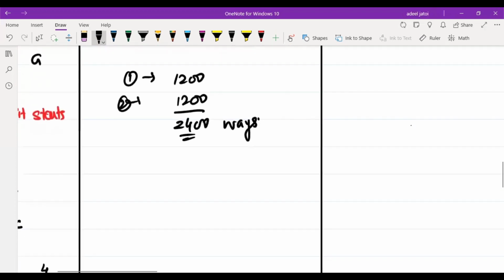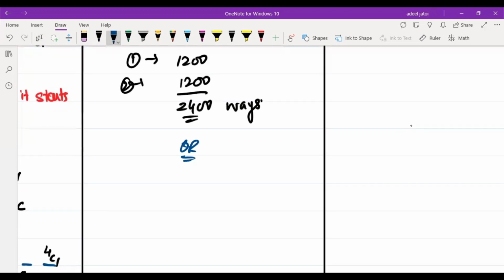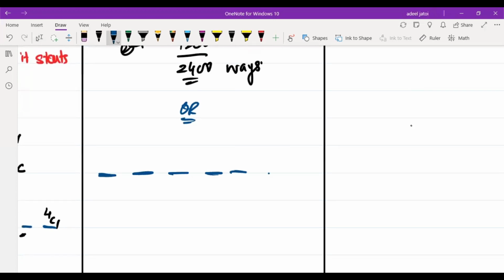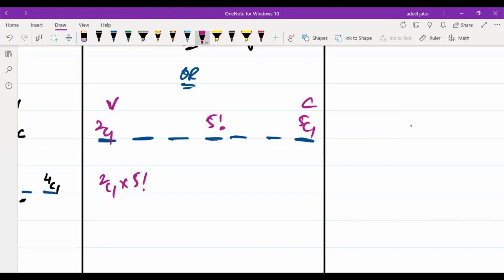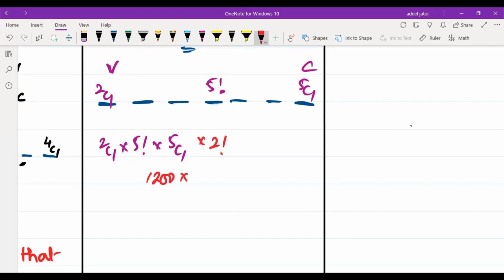But similarly, you can also use the method where 1, 2, 3, 4, 5, 6, 7. Initially, it says it starts with vowel and ends with consonant. So vowel is 2C1, this is 5C1 and 5 factorial in the middle. So if I say 2C1 into 5 factorial into 5C1 and I apply 2 factorial in it. Why am I applying 2 factorial in it? There might be a concept that your vowel and consonant can change the places. So when I am applying that 2 factorial, 1200 multiplied by 2 factorial means 1200 multiplied by 2 into 1. So 1200 multiplied by 2 is again 2400.